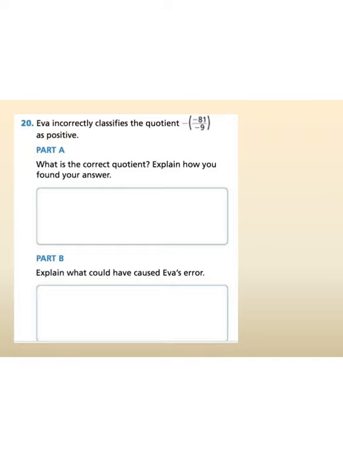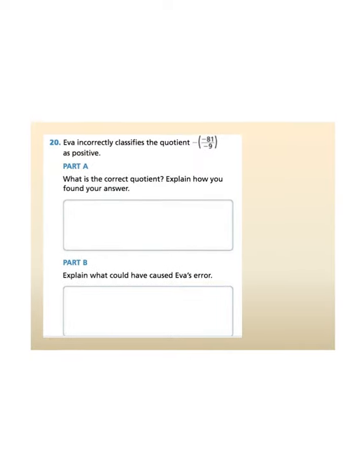Okay, on 20, Eva incorrectly classifies the quotient negative 81 divided by negative 9 as positive. What is the correct quotient? Explain how you found your answer. Well, all you have to do is just put this into the calculator, and we know that both of these inside the parentheses, two negatives inside the parentheses gives us positives, but we have a negative in front of it. Therefore, that makes it negative 9. Explain what could have been Eva's error, okay? Maybe she just didn't see all the negatives. I mean, that's all I know. That's what I would say.